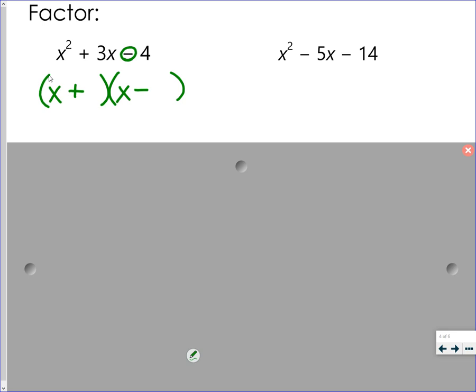4, again, not a whole lot of options. 1 and 4 or 2 and 2. This is going to be 1 and 4, and then I need my numbers to subtract to be 3. That's why I picked the 1 and 4. And I need more positives. So the 4 goes here, the 1 goes there.